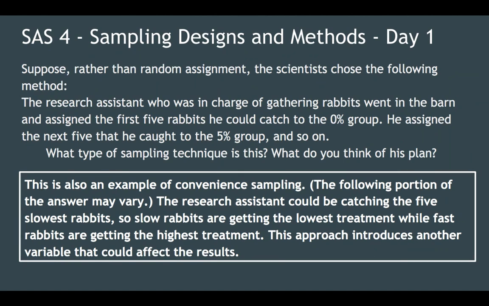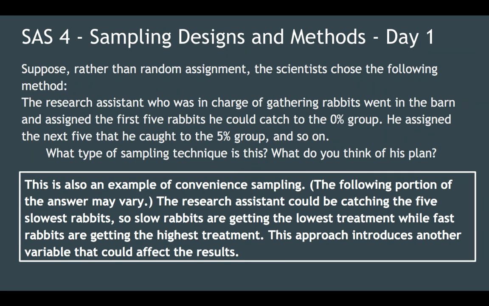This approach introduces another variable that could affect the results. Think about it. If you're trying to get weight gain from a specific dietary supplement, and you're conveniently selecting the sample by catching the easiest to catch and giving them the least amount, you'll never really get, what's that word I'm looking for?